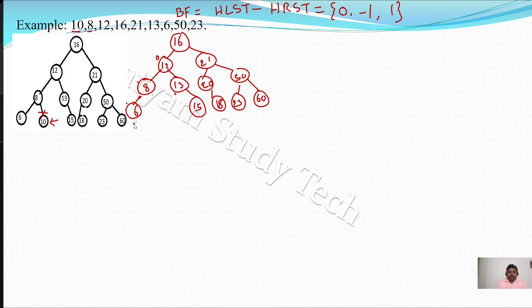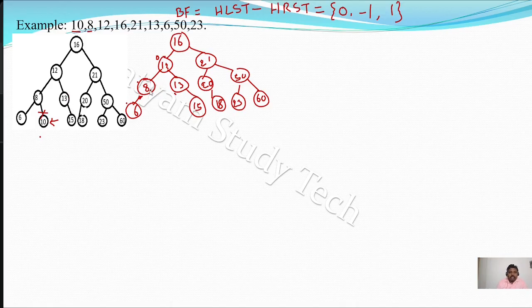Now we can delete 8. How can we delete it? The node has one child. So what is the case? This is case 1. A leaf node can be directly deleted. After deleting this node, we have to check the balance factor, whether it is balanced or not. If it is not balanced, you have to perform some rotations.